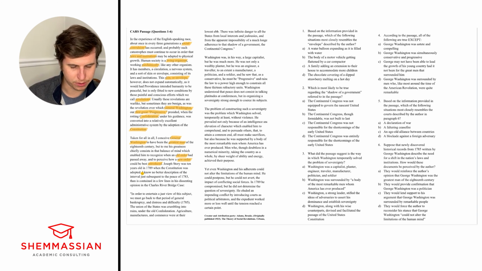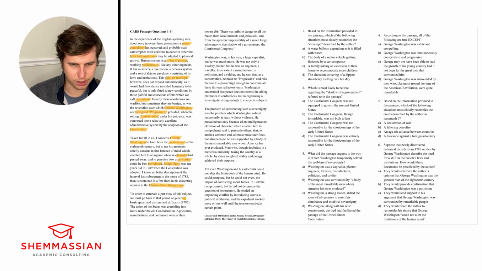Joseph Story was 10 years old in 1789 when the Constitution was adopted. Okay. I know no better description of the interval just subsequent to the peace of 1783 than is contained in a few lines in his dissenting opinion in the Charles River Bridge case. Okay, so this is a case. Here's what this guy is saying. I'm interested as to what this is going to add to things here.